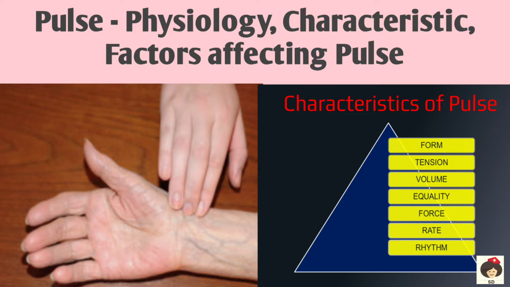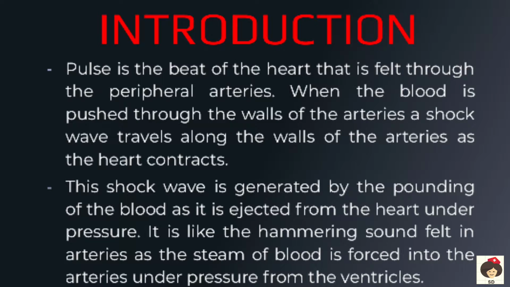Today we'll be seeing the next topic in vital signs, that is pulse. So pulse is nothing but a beat of the heart that is felt in the peripheral arteries. Peripheral arteries are nothing but the arteries that supply the lower extremities, upper extremities and the abdomen. Other than the main organs, the other areas where the arteries are going are called the peripheral arteries. So this pulsation is due to the force of blood into these arteries.